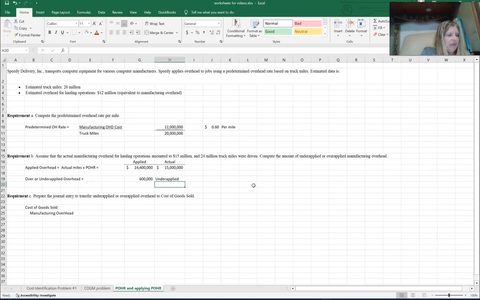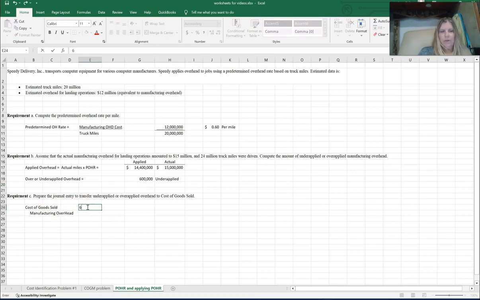And since we did not apply the correct amount, we have to make a correction in our books for that 600,000 that should have been applied that was not. And so we're going to debit cost of goods sold. Whenever you're under applied, you're going to debit cost of goods sold, and you're going to credit manufacturing overhead.